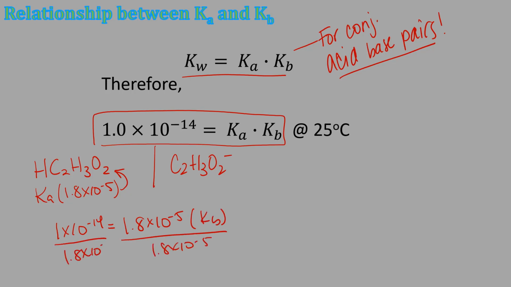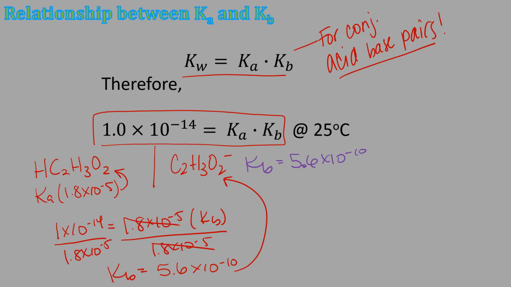So I'm going to divide both sides by 1.8 times 10 to the negative fifth, and I find that my Kb is equal to 5.6 times 10 to the negative 10th. And so that would be the Kb for this. All right, so let's look at some examples where we use this.